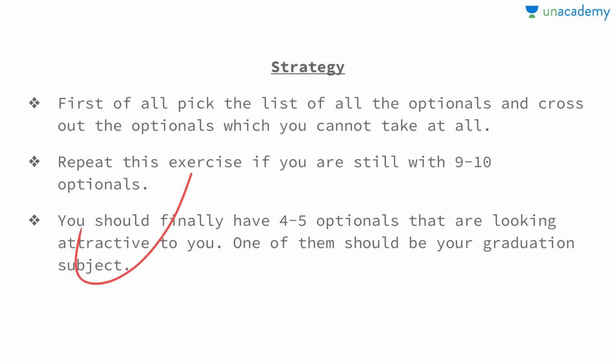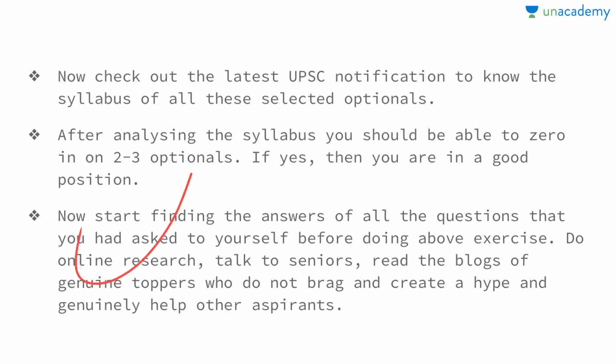But the most important criterion for optional selection is that if it can be your graduation subject, then make it your optional. For example, medical science in my case. Now check out the latest UPSC notification to know the syllabus. And after analyzing this from 4 to 5, you should be able to go down to 2 to 3. And if yes, then you are in a very good position.